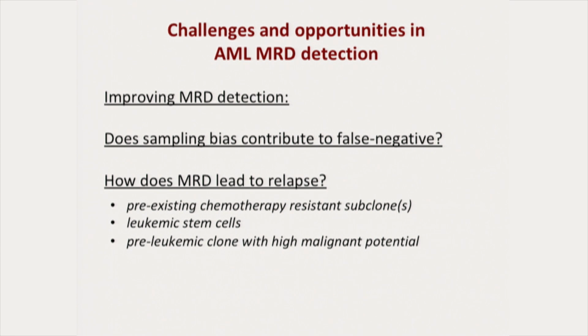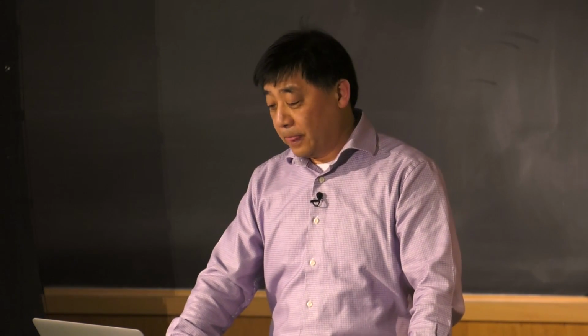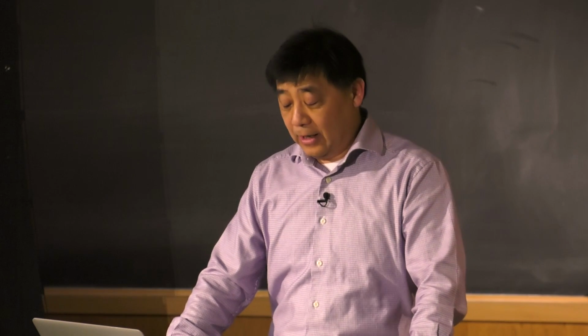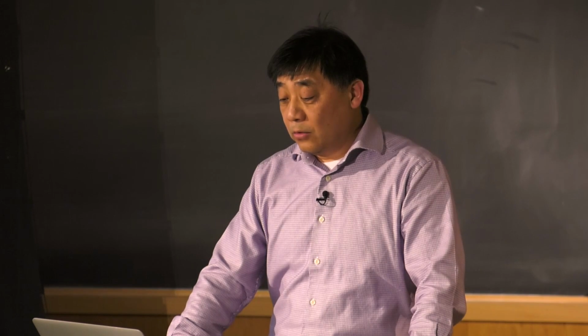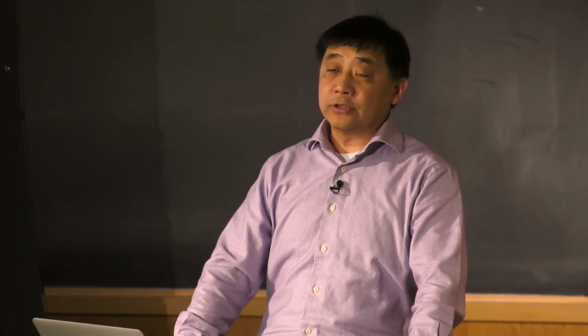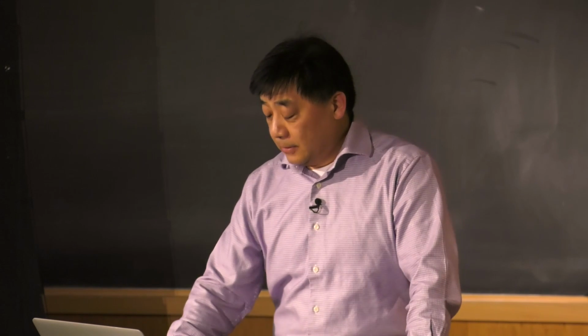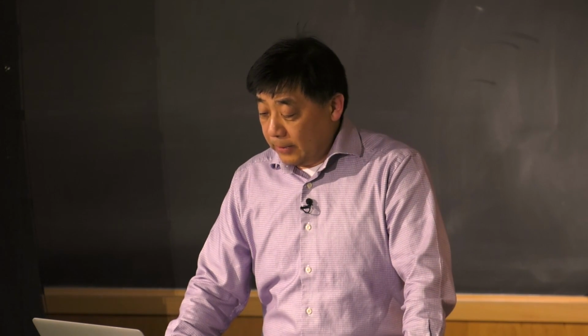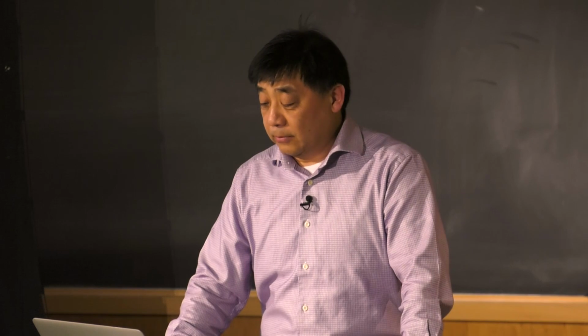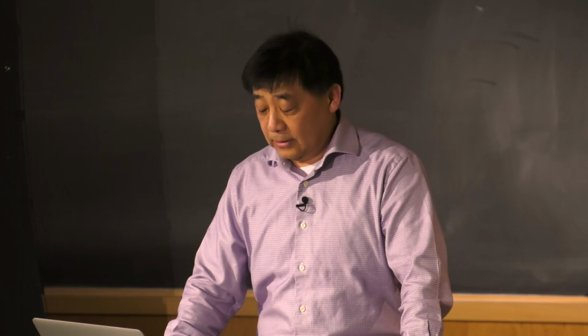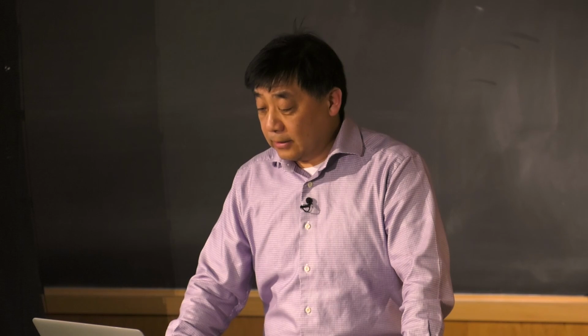And the third is a pre-leukemia clone with a high malignant potential. It can become the second primary disease, or therapy-related AML in the years later. And this has been shown with so-called CHIP, clonal hematopoiesis of indeterminate significance. Those clones actually can be selected by chemotherapy treating other malignancies. And this is an ongoing study.